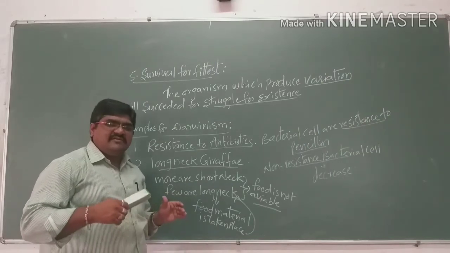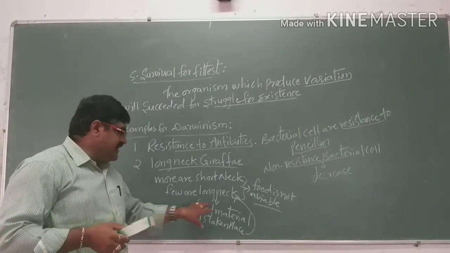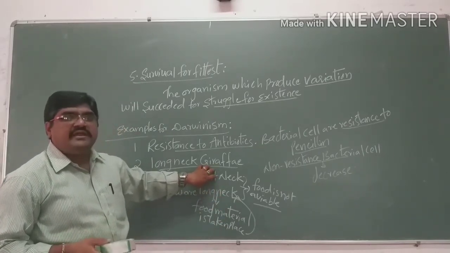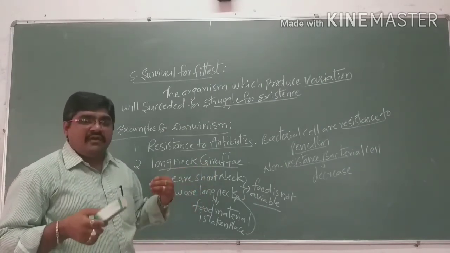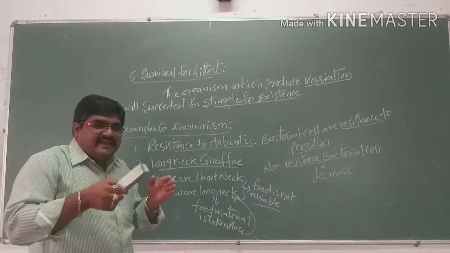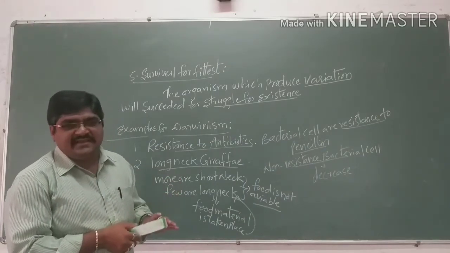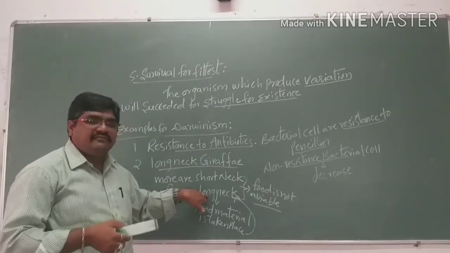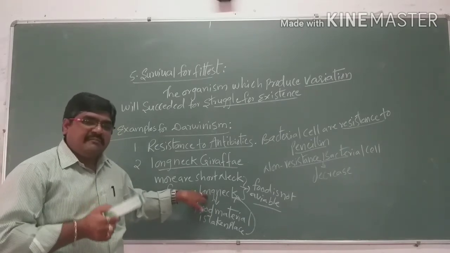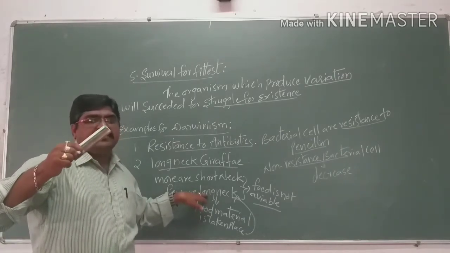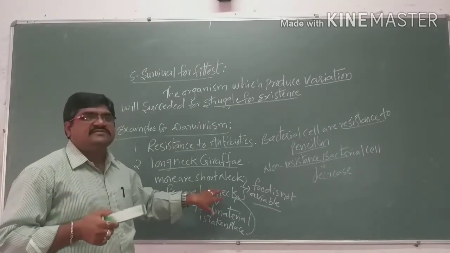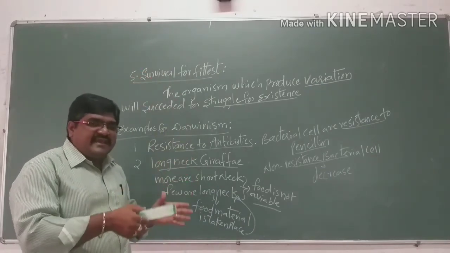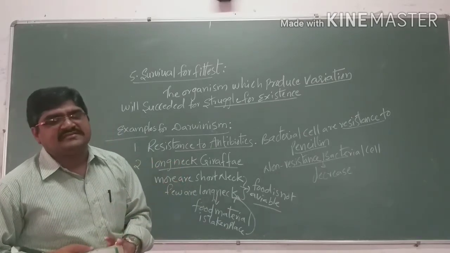So their number gradually increases. Short neck giraffes cannot get food materials, so due to the lack of food, they gradually decrease in number and become extinct. But the long neck giraffes are able to get food materials, so their number gradually increases and they can survive in nature. That is survival of the fittest, so their species will increase from generation to generation.